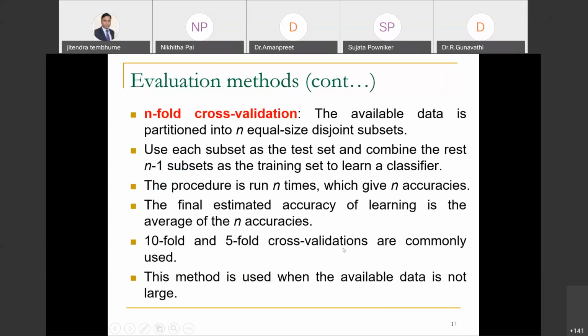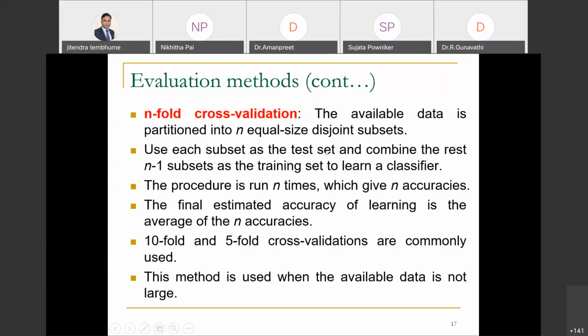Moving further, we want to continue with evaluation methods. Sometimes we apply n-fold cross validation. What it says is that the available data is partitioned into n equal size disjoint subsets. A simple example to understand: suppose you have an array of 100, and you divide it into arrays of 10, 10, 10, 10. These are all disjoint subsets.